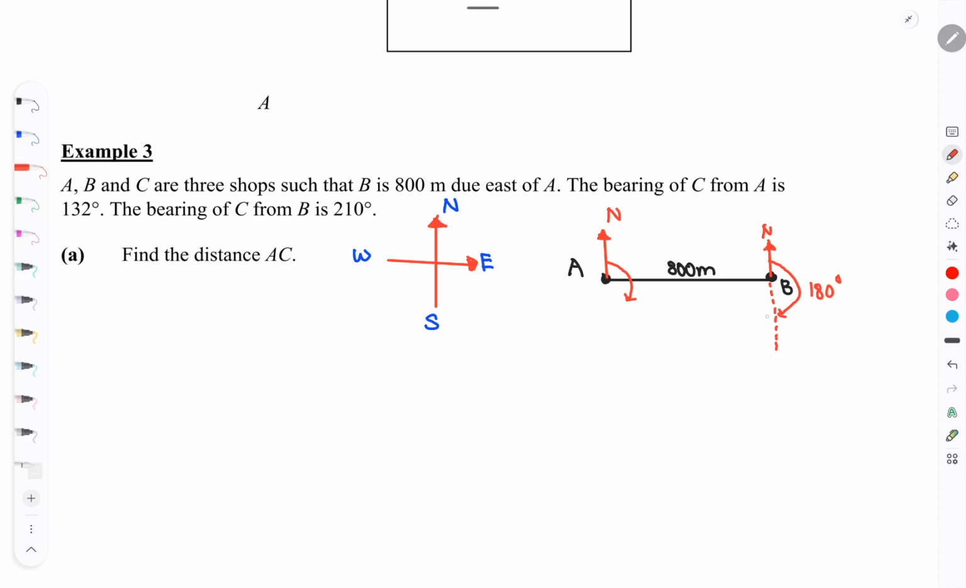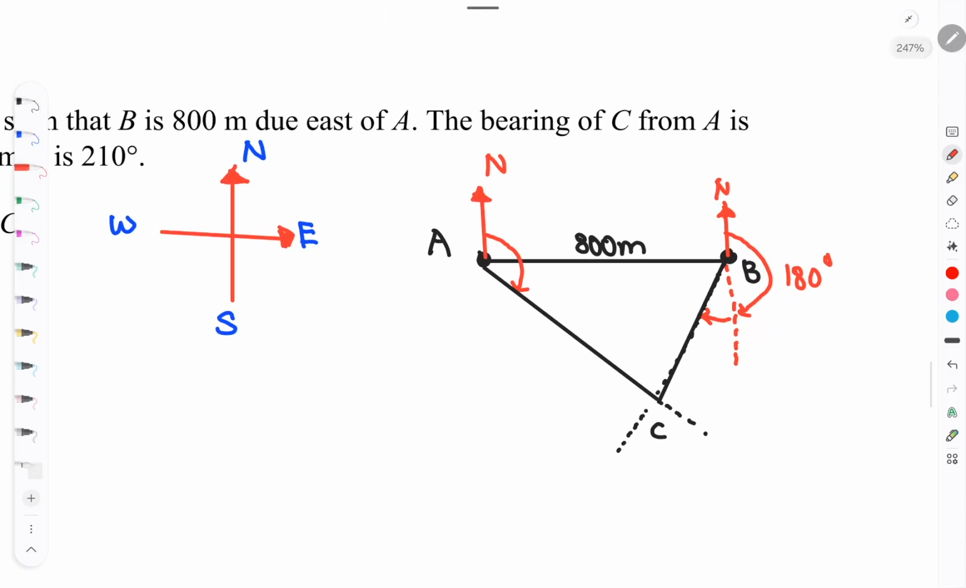So I have to go for another 30 more degrees. So let's say around here. Okay, now I just have to connect. Okay, this one also. Let me just draw. Okay, so I know C should be somewhere around here. Okay, so this is my C.